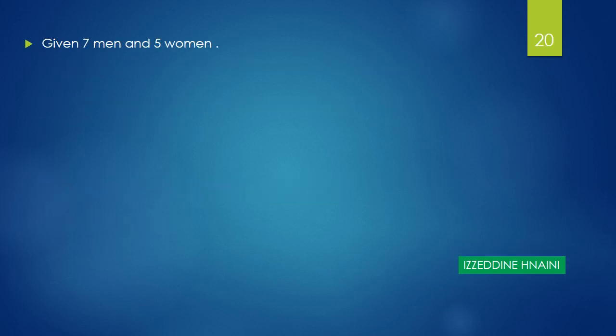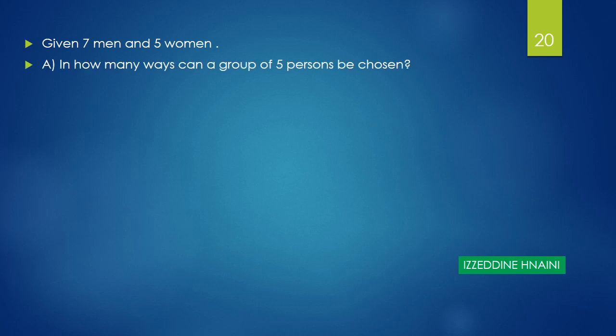Now we have 7 men and 5 women. In how many ways can a group of 5 persons be chosen? Here in forming a group, the order is not considered, so we use combination. And here in this part, we are not interested in the gender of the members of this group. So we are choosing 5 from 12. So we get C5 12, that is 792 ways.